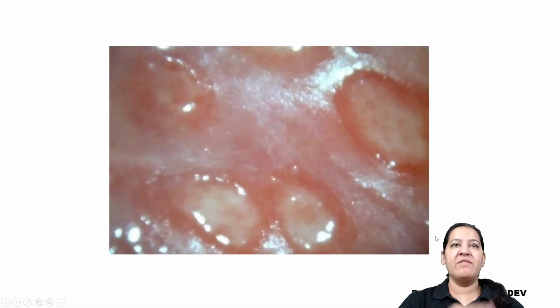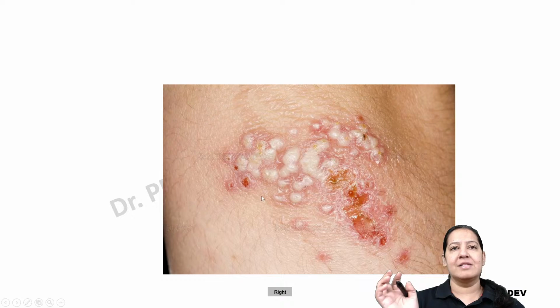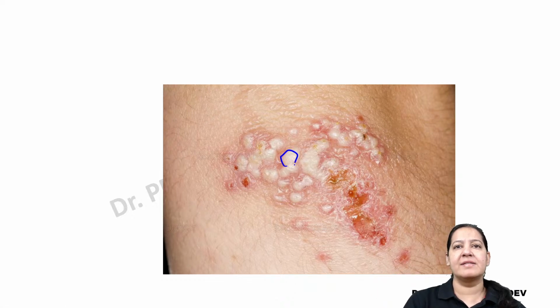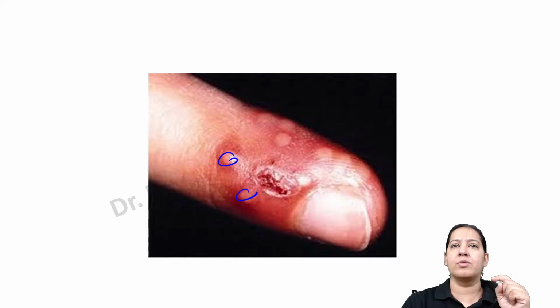Now whether it is HSV1 or HSV2, the zoomed version is like this. These are the vesicles. Can you see? These are the vesicles. So the location is different, but the morphology is the same. It can occur at the fingertip also.